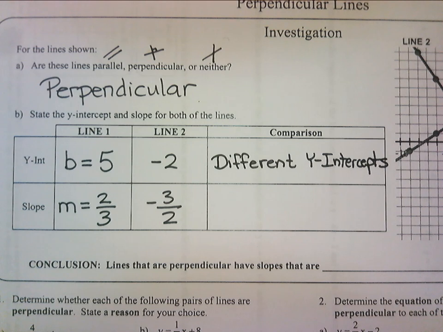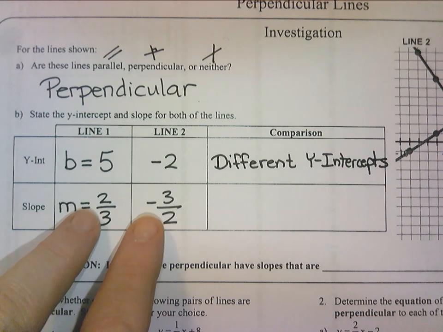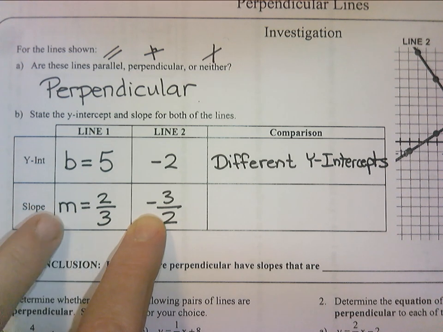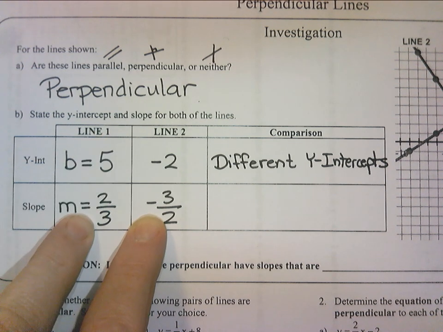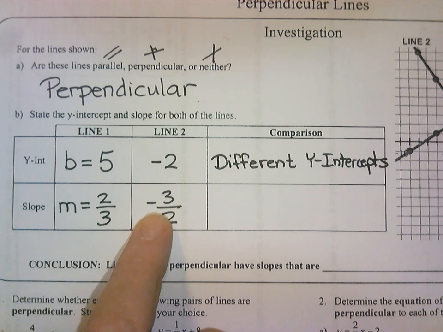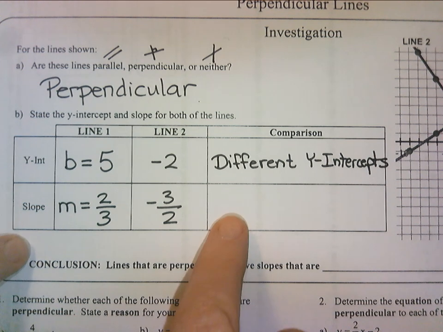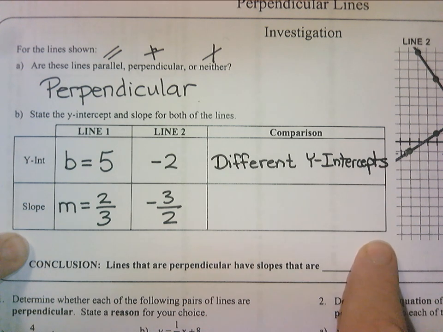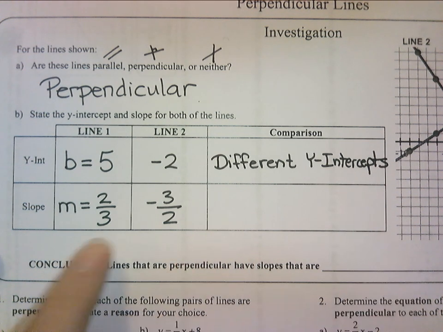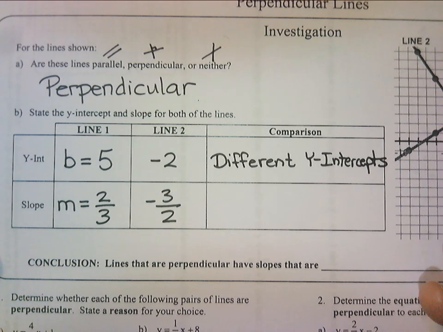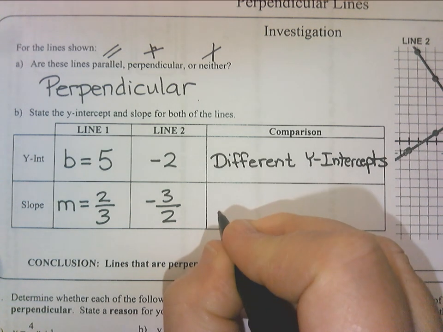There's a name for that. It's called a reciprocal, right? And I also notice that they have different signs. Line 1 was increasing. It had a positive slope and was going up. Line 2 had a negative slope, was decreasing and going down. So I'm going to put the fancy math words and then we'll write down underneath what that really means. So the slopes here are negative reciprocals.